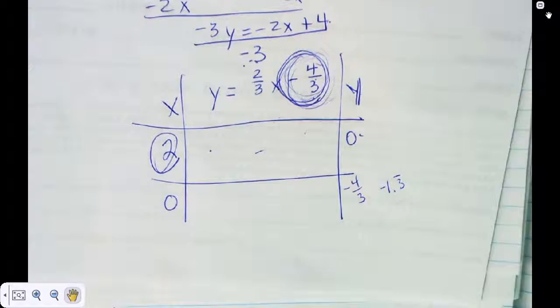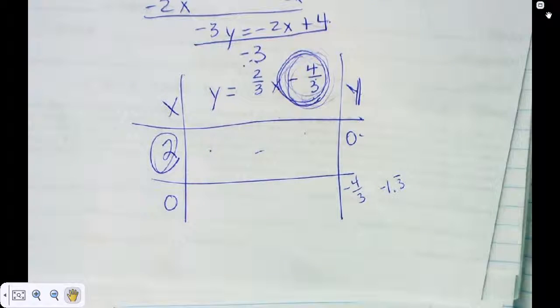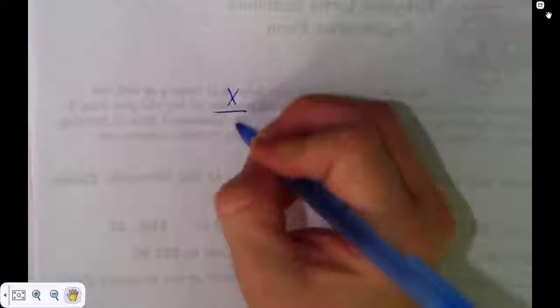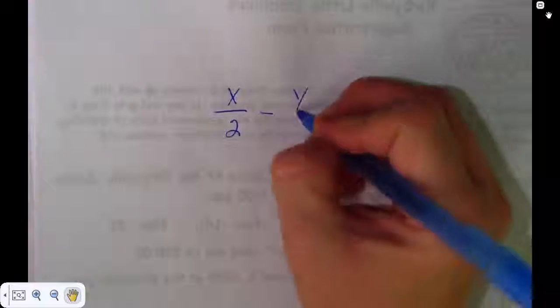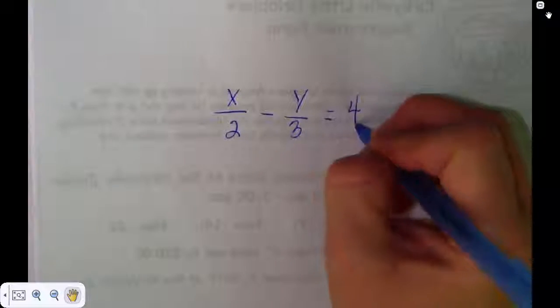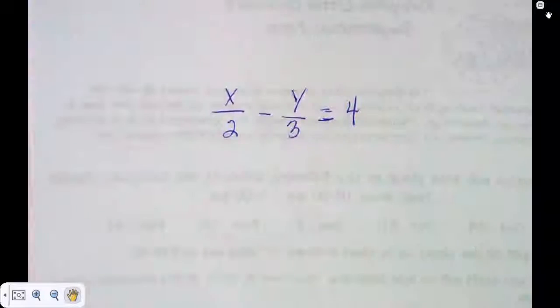Okay, here's what I want you to do. Oh, wait, there's one more. Oh, yeah. Okay, erase that. We've got one more to do on the white side of the board. What am I going to do?